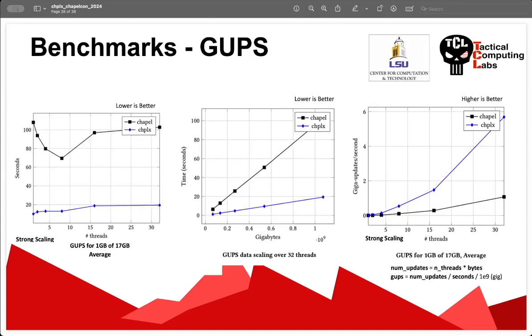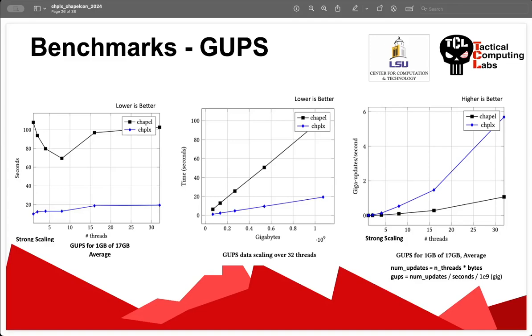Here's our GUPS benchmark. Our GUPS benchmark is performed over 1 gigabyte worth of data. On the left, we've got lower is better, our strong scaling, seconds on the vertical, number of threads on the x-axis. You'll note that both Chapel and ChapelX experience a performance loss in between 8 and 12 and 16 threads.